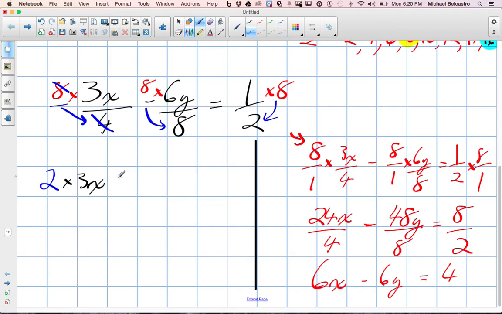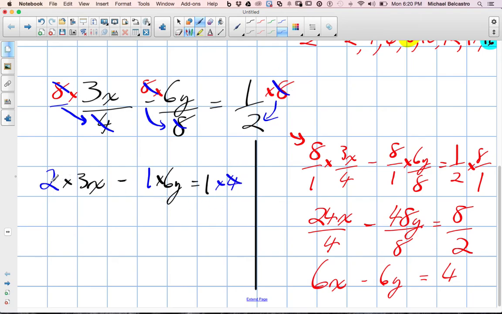Minus, what's 8 divided by 8? 1. So 1 times 6y. Again, we've canceled out these values. And what's 8 divided by 2? 4. So we multiply by 4. And again, it's like we've canceled these out.